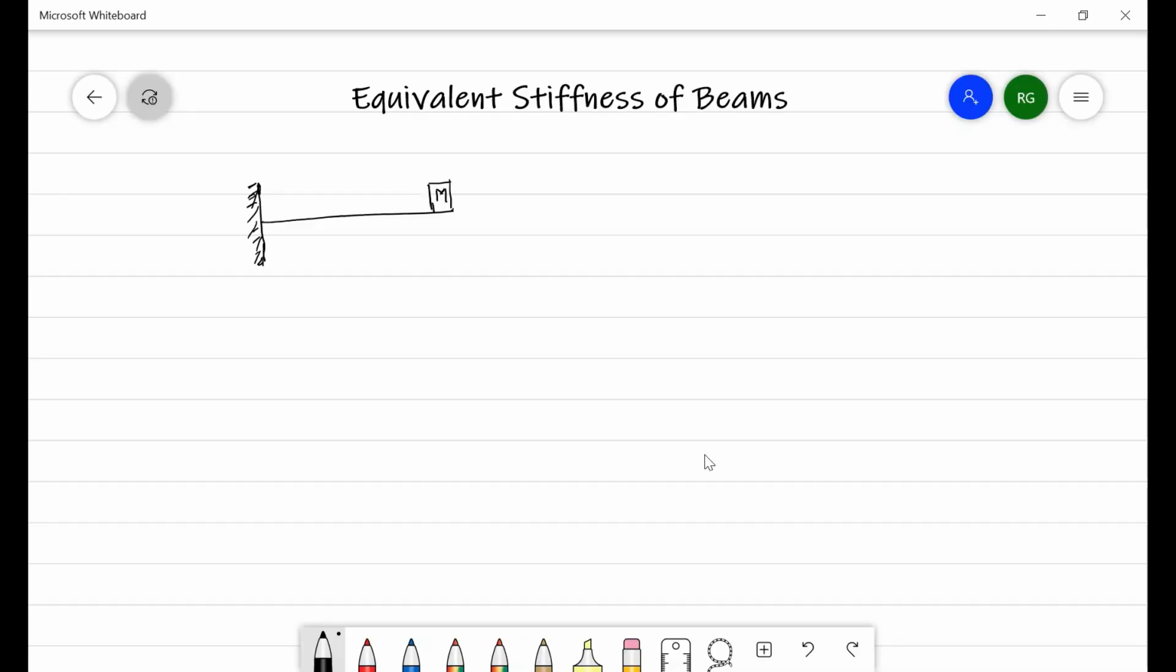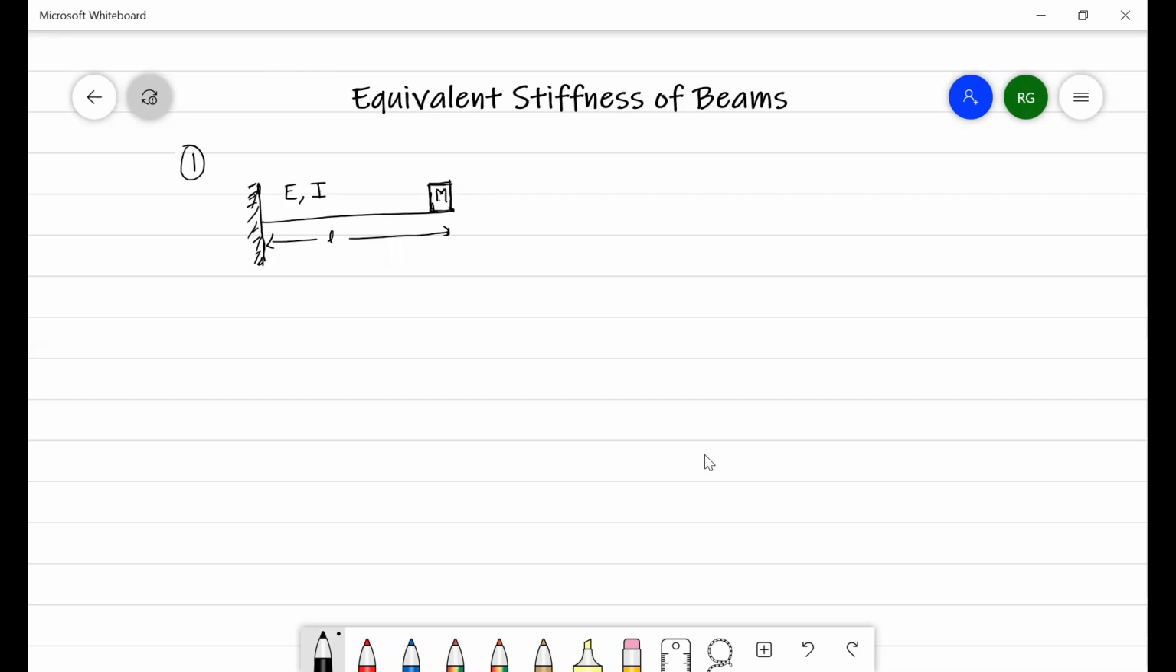Hello everyone, welcome back. In this lecture, we are going to discuss the equivalent stiffness of beams. Let's consider a cantilever beam first. This is a cantilever beam of length L, Young's modulus E, and area moment of inertia I. At the free end, a mass M is placed on this cantilever beam. Here we are considering that this beam is massless. Now we want to find the equivalent stiffness of this beam.